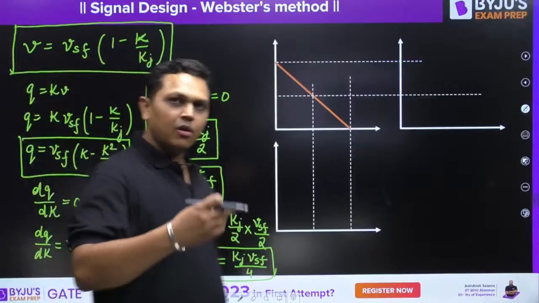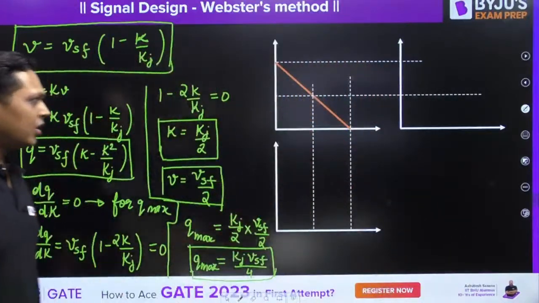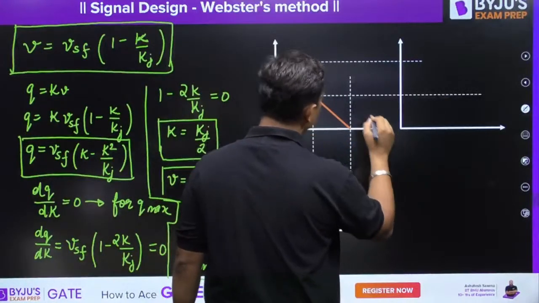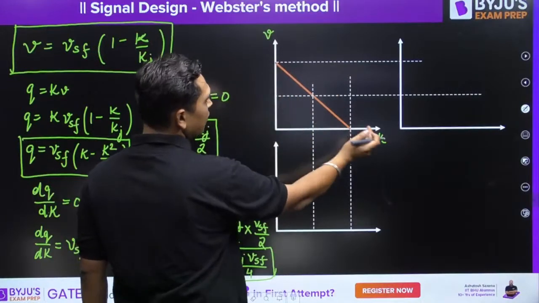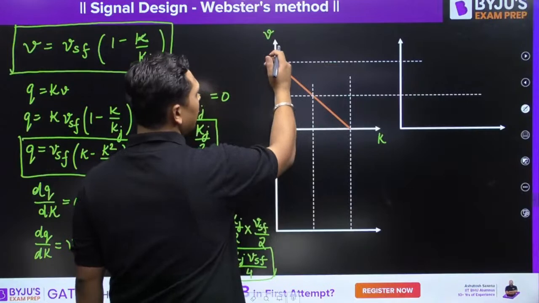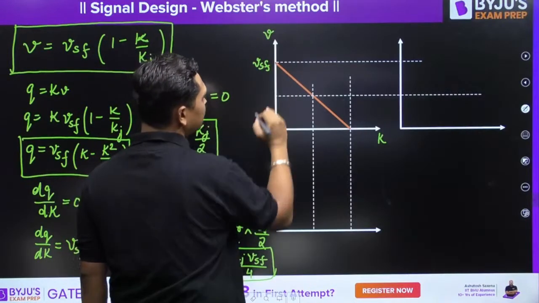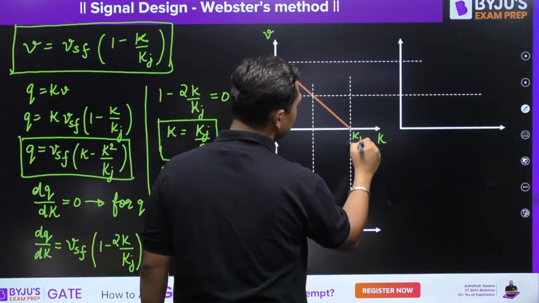And if they want to ask a little tougher question, they will ask from this graph. Now let us draw the graph over here. So this is K, this is V. What is this value over here? When density is equal to 0, velocity will be free mean speed. And when velocity is equal to 0, density will be jam density.